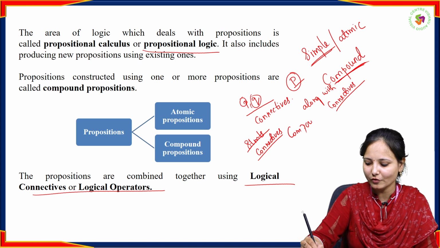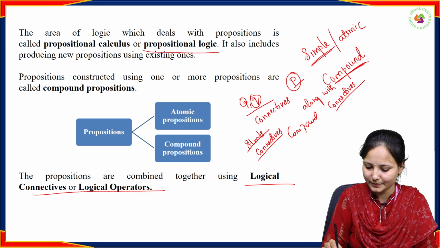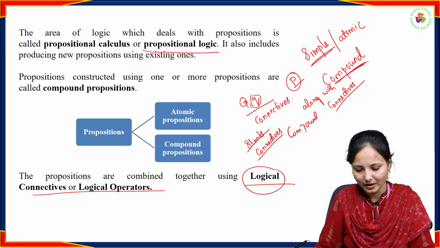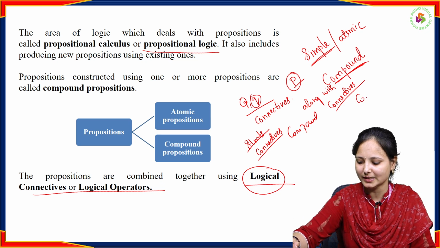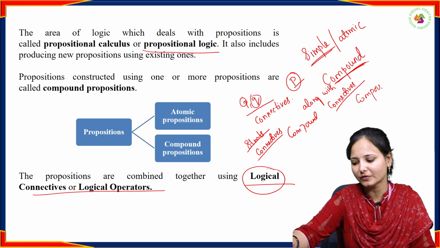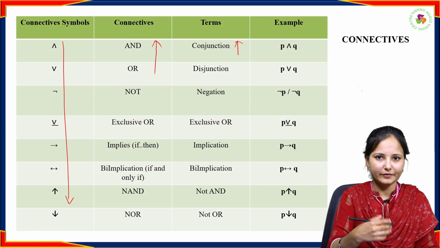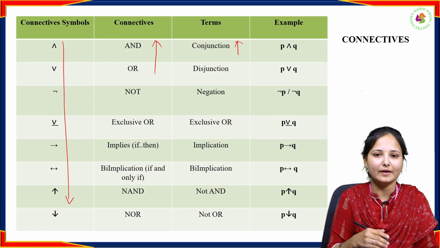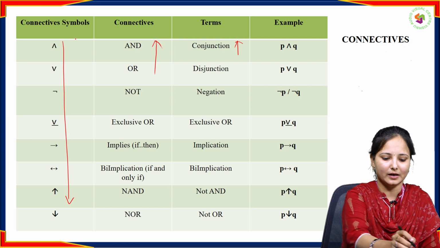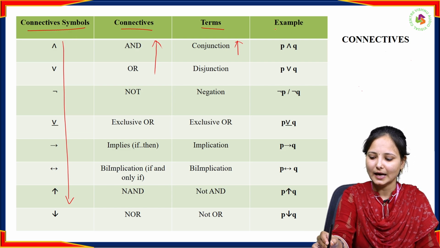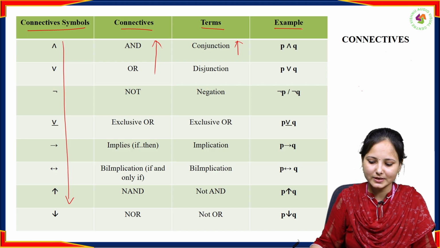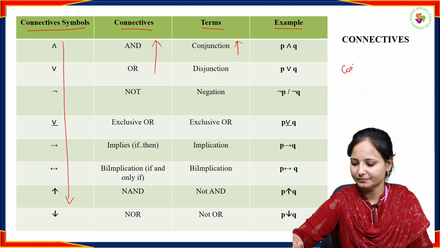Example. Before that, let's see the different types of logical operators we have for combining atomic statements to form compound statements. Let's see the different types of connectives or logical operators we have. Here we have symbols, connectives, terms, and examples. Let's see first the conjunction.